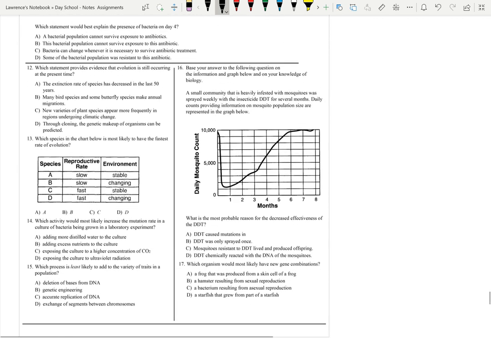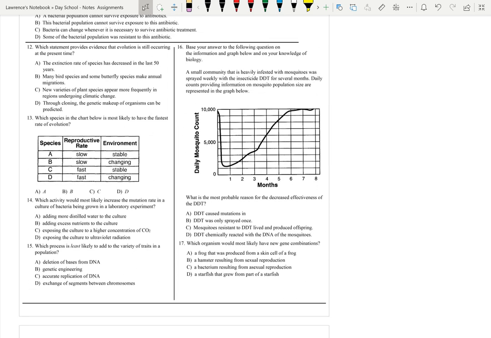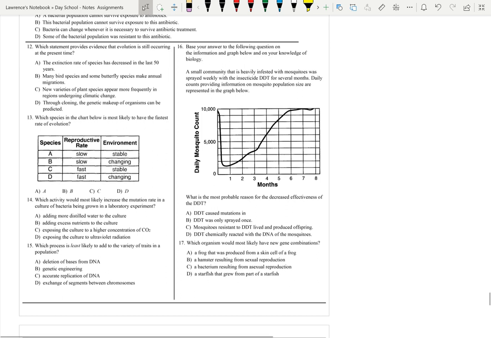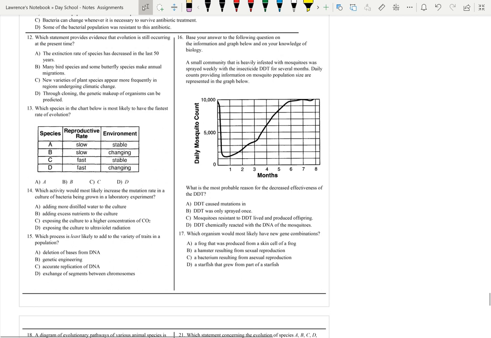Uh-oh. 12. Which statement provides evidence that evolution is occurring right now? The extinction rate of species has decreased. No, it has increased over the last 50 years. Many bird species and some butterfly species make annual migrations. It's nothing to do with evolution. New varieties of plant species are appearing more frequently in regions undergoing climatic change. Yeah, climate change is causing more different environments, causing more variations to be selected, and causing organisms to change.